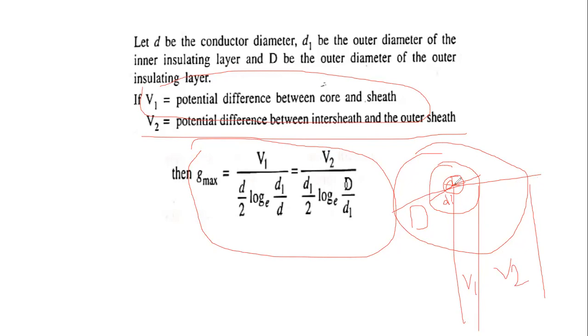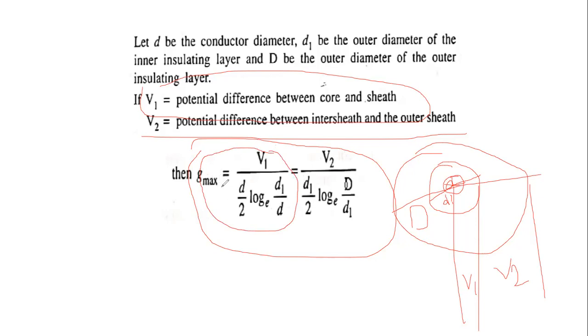What is d? That is the diameter of the conductor. Then D1 is the outer diameter of the inner insulation layer, and d is the diameter of the conductor. Therefore G max is equal to V1 by d by 2 log e D1 by d.